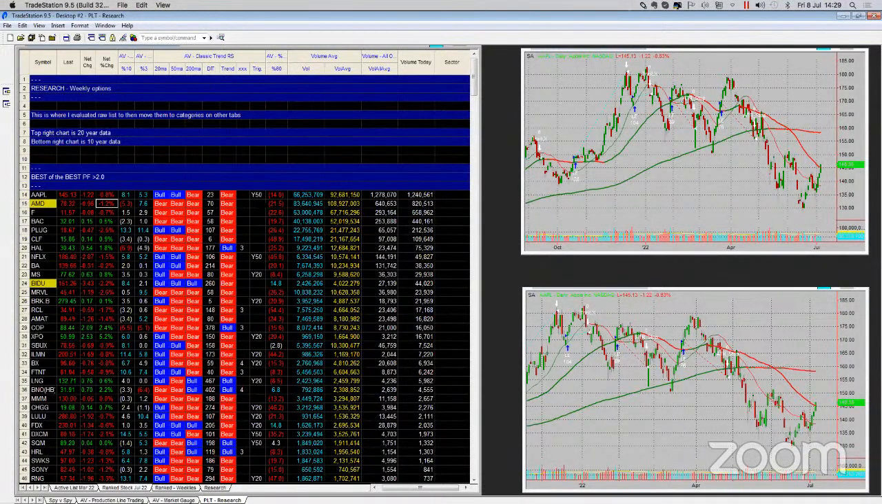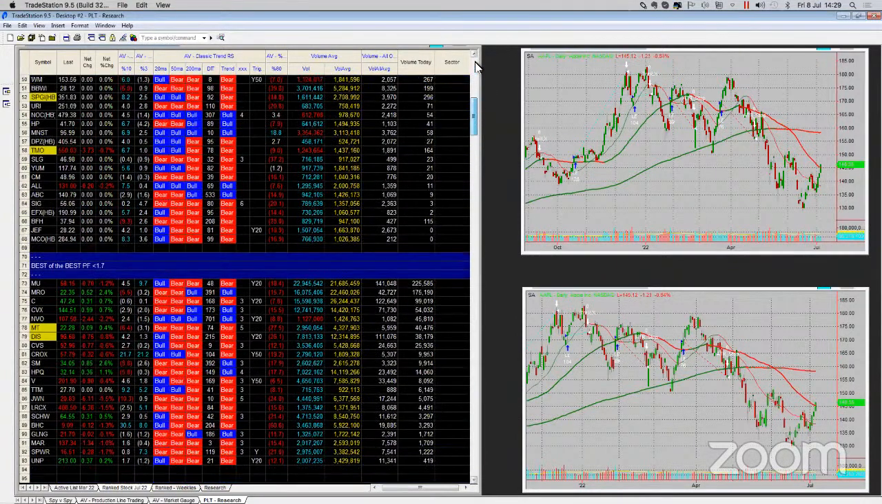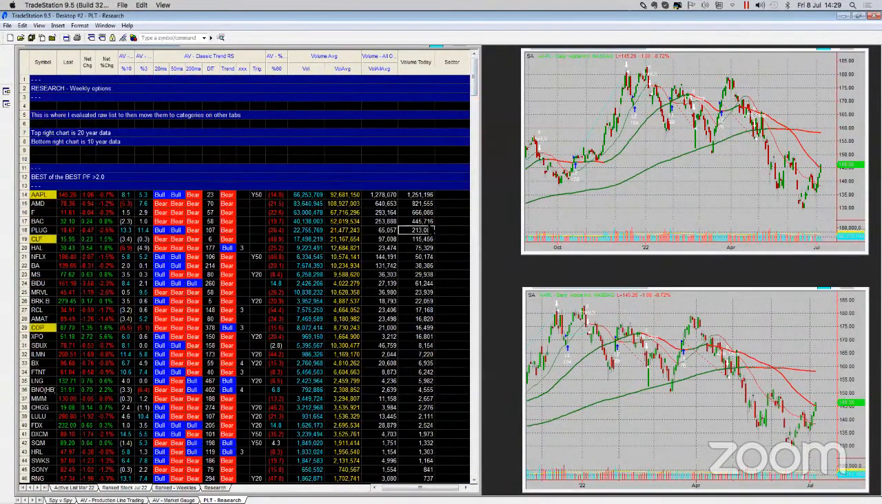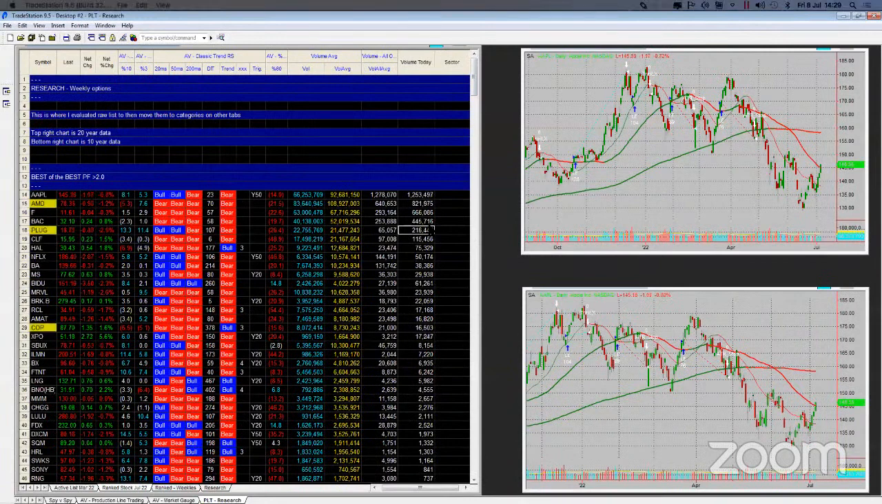So you can find opportunities when you've got, again, this is one of my master list of stocks, but you can find good opportunities very, very quickly if you know what you're looking for.